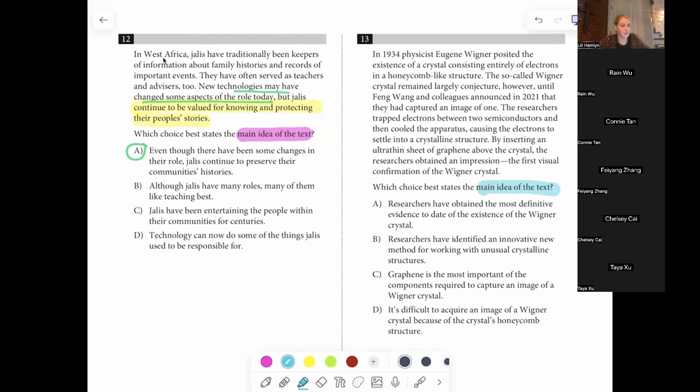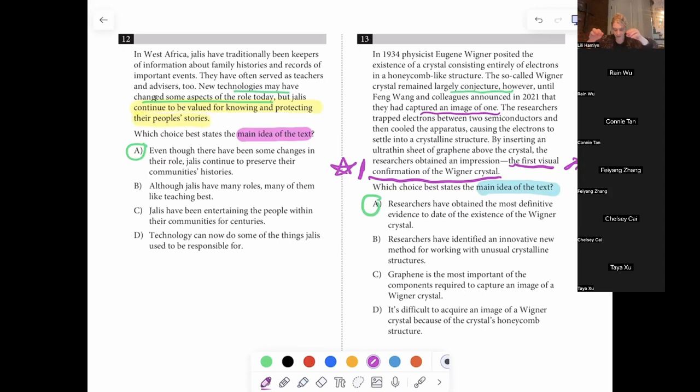Yeah. Okay. Most of these are correct. The main idea here is that it's the most definitive evidence. There was this idea that was just conjecture until someone showed one. And again, the key point can come at the end as well: the first visual confirmation. So the main idea is that these researchers have got the most definitive visual evidence to date for the existence of it. All right. Does anyone have any questions about any of this before you do your own practice?